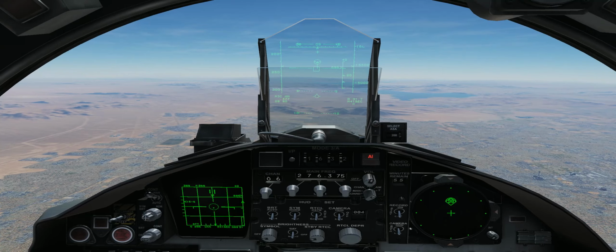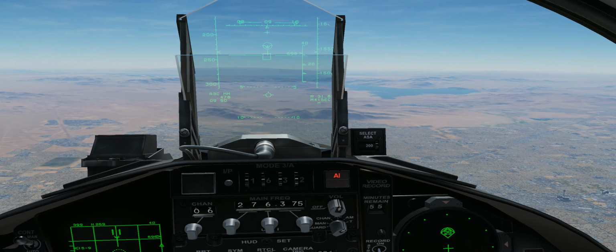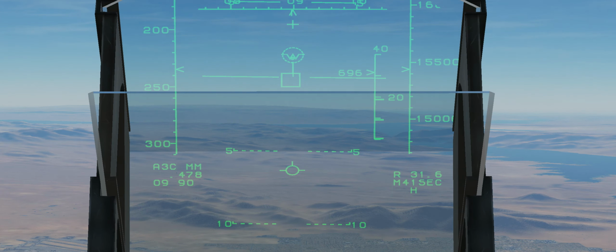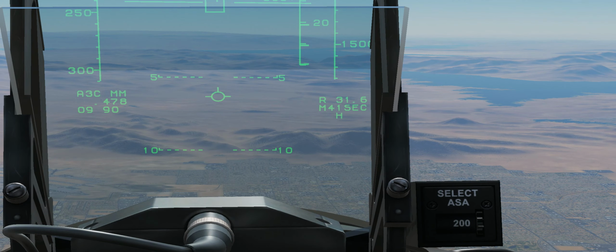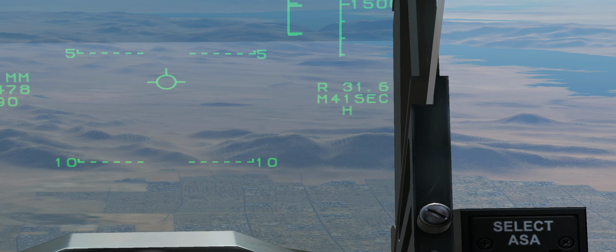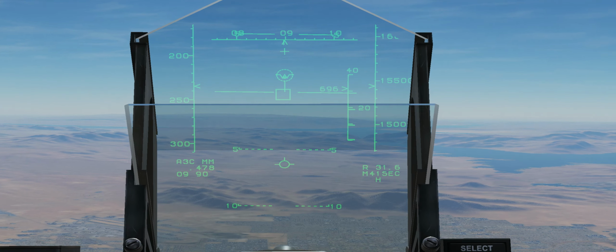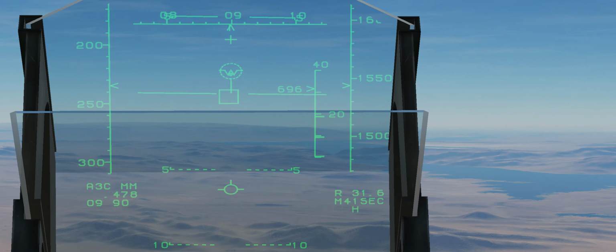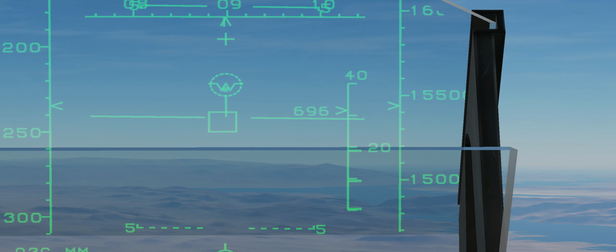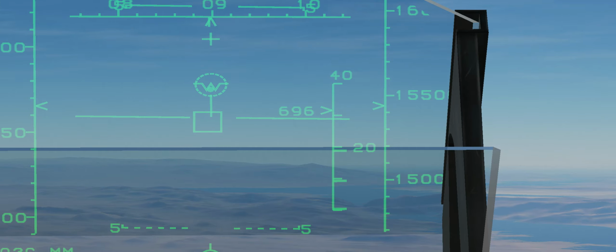And you can see down in the HUD, let me pause it here real quick. You can see in the HUD that it says down here on the right hand corner side that his range is 31.6 nautical miles away from us. It also is represented up here at the top because it says 40. You can see where he's at with his closure rate of 696.